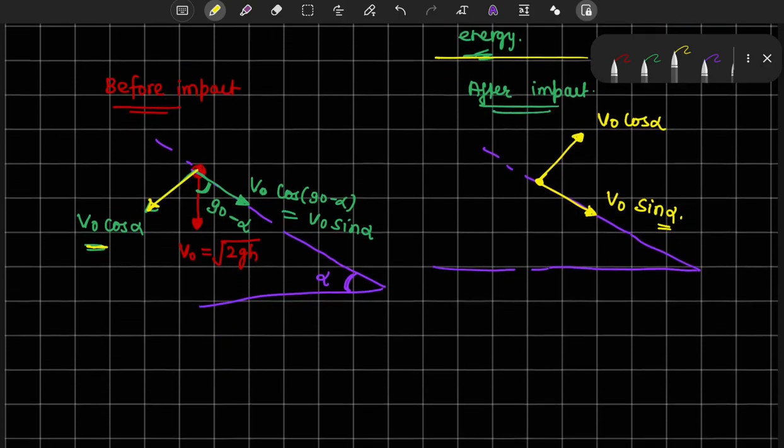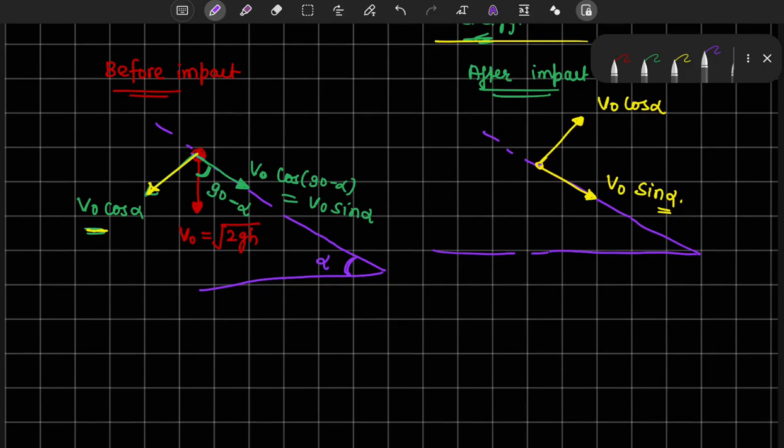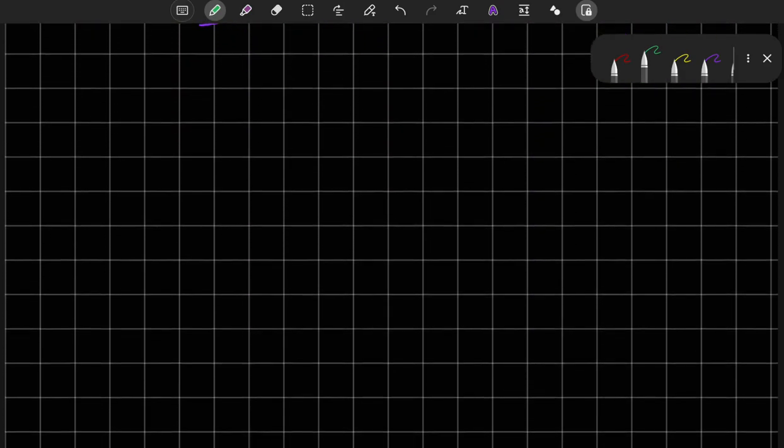Okay, and at this particular point we know there is the acceleration due to gravity in this direction and the value is g, and this particular angle is alpha. Now from this particular point it will move in this particular path and it will rebound at this particular point again, and we have to find out the distance between the first rebound and the second rebound. Okay, let us do that.